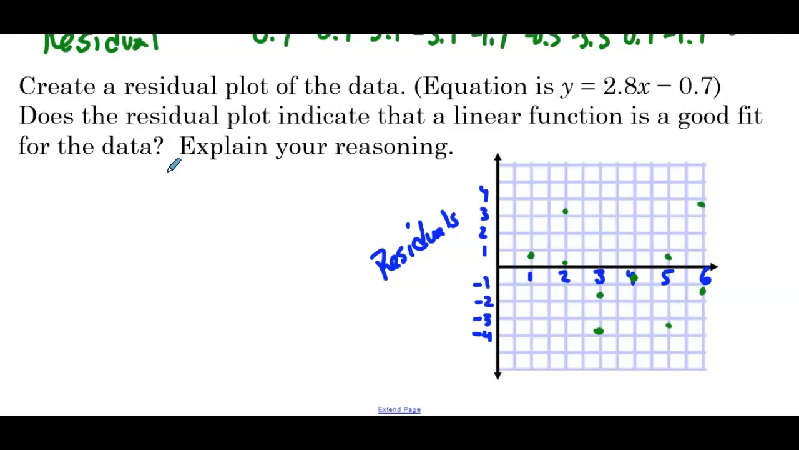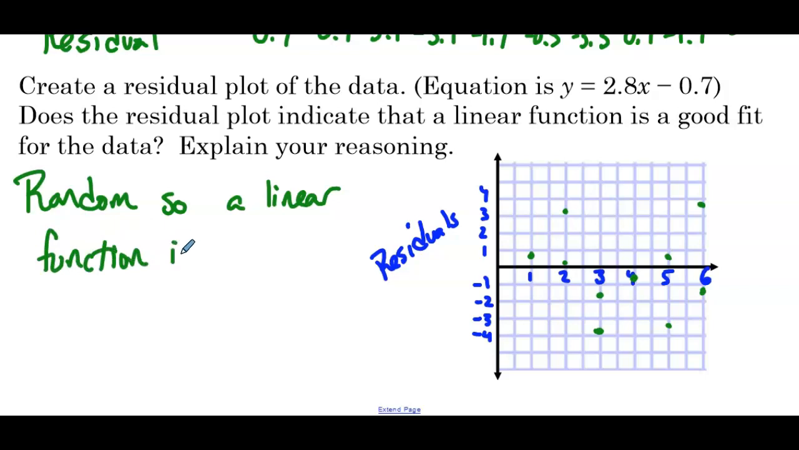And we need to decide if the residual plot indicates that a linear function is a good fit for the data. Explain your reasoning. Well, I don't see any nonlinear pattern exhibited by the residual plot. So that tells me that a linear function is a good fit. The points are randomly distributed above and below the horizontal axes. All right, so random. So a linear function is a good fit for the data.